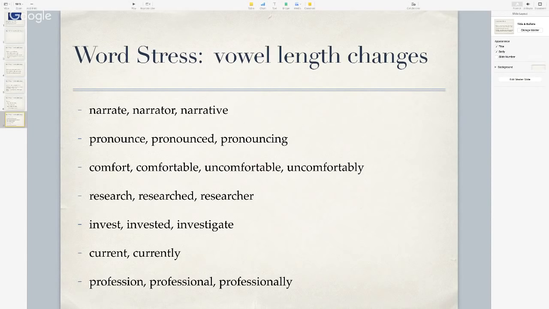So this is a super hard one. Let's try number one. So three beats. Profession. Profession. Professional. Professional. And then professionally. Professionally. Profession. Professional, professionally.